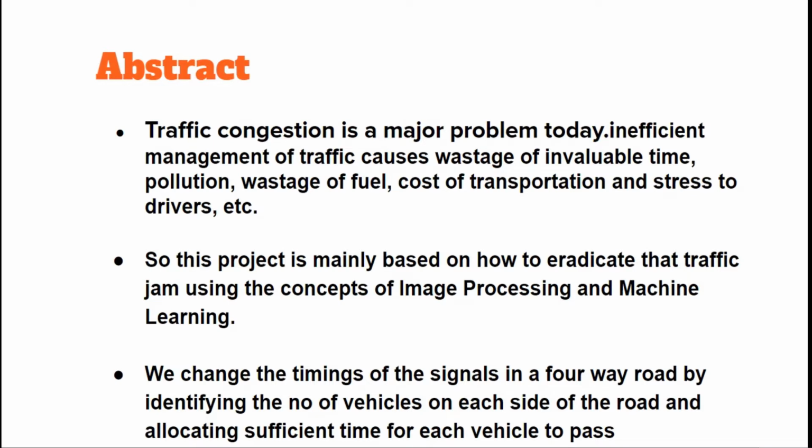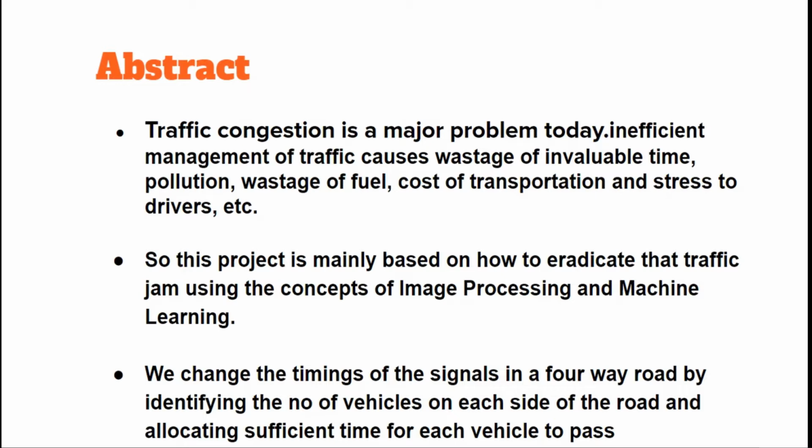We know that traffic congestion is one of the major problems in today's world. Let's say that in a four-way road there are four signals and the time allocated for each side of the road is just 60 seconds. Let's assume that on one side of the road there are hundreds of vehicles, but on the remaining side there are only 10 to 20 vehicles. These 10 to 20 vehicles can easily cross the signal within 20 to 30 seconds. So the remaining amount of time is getting wasted.